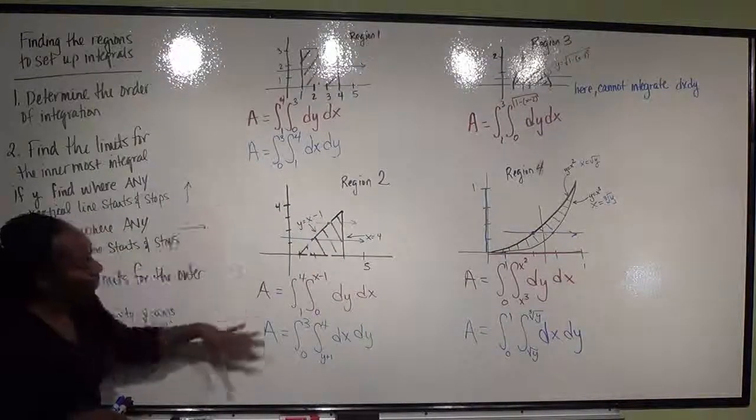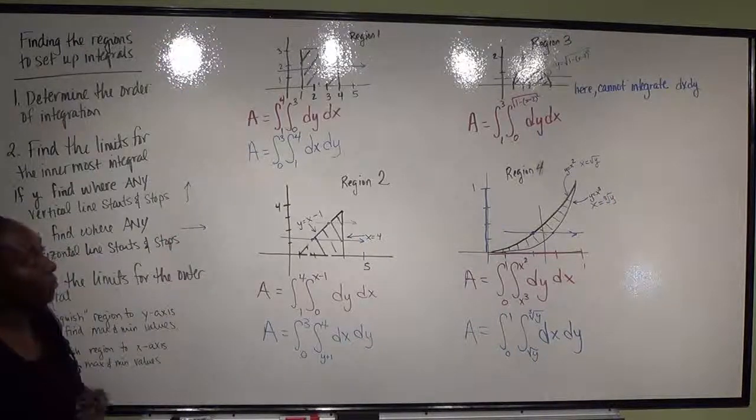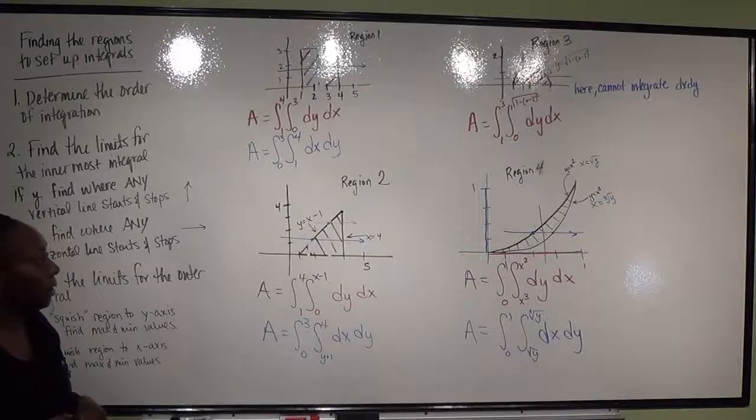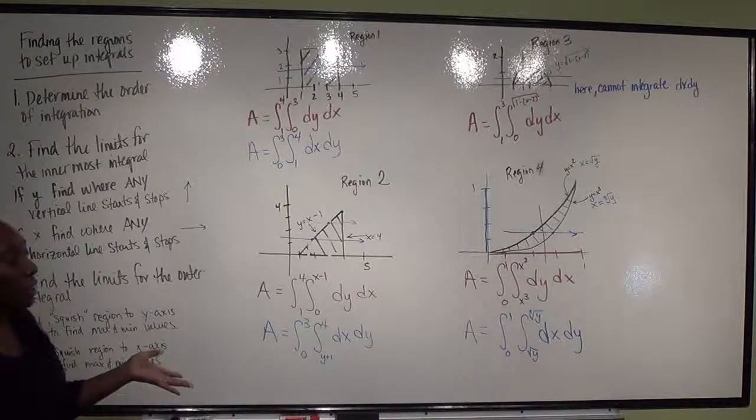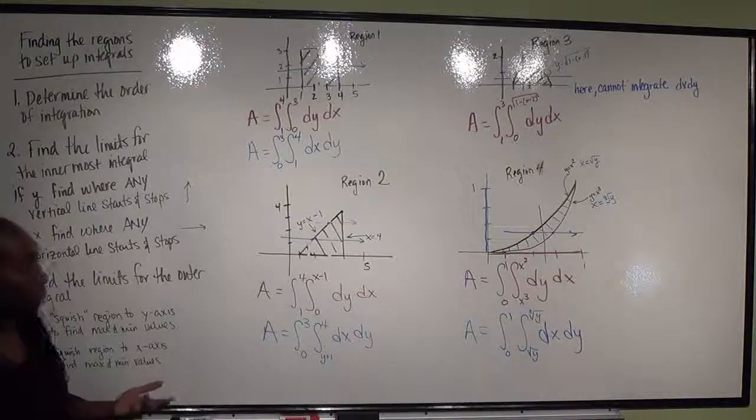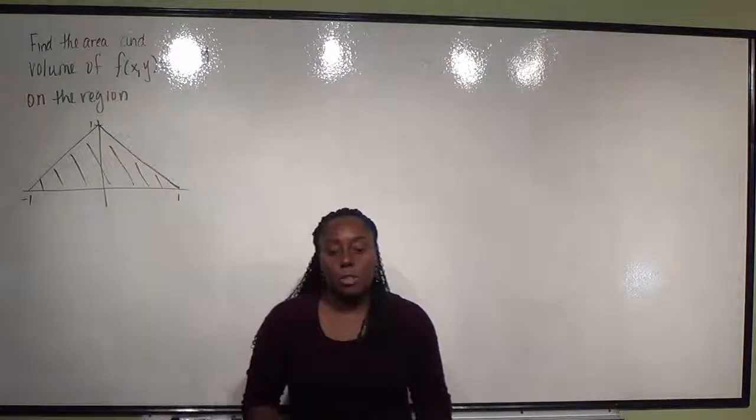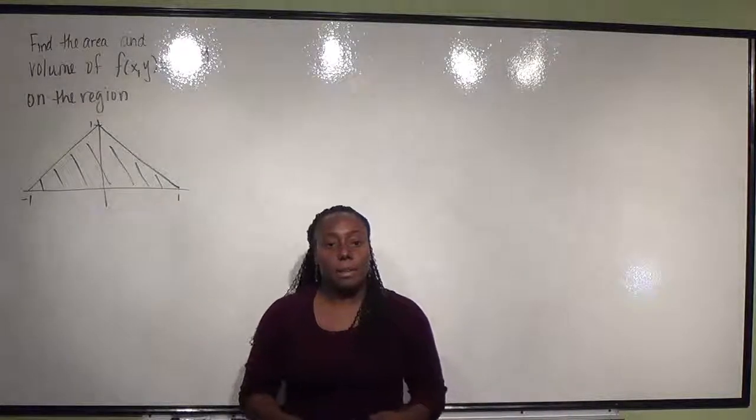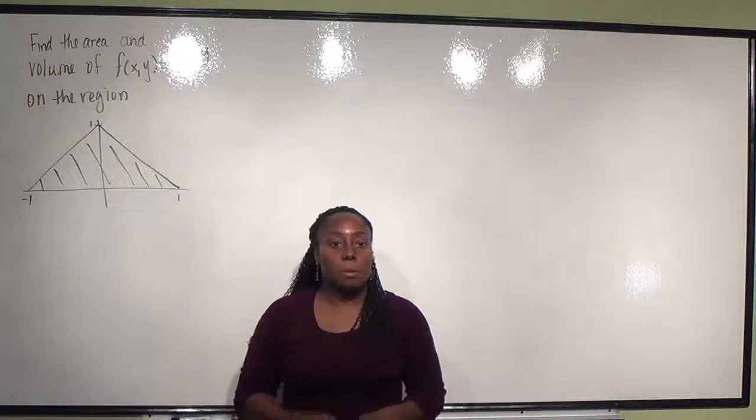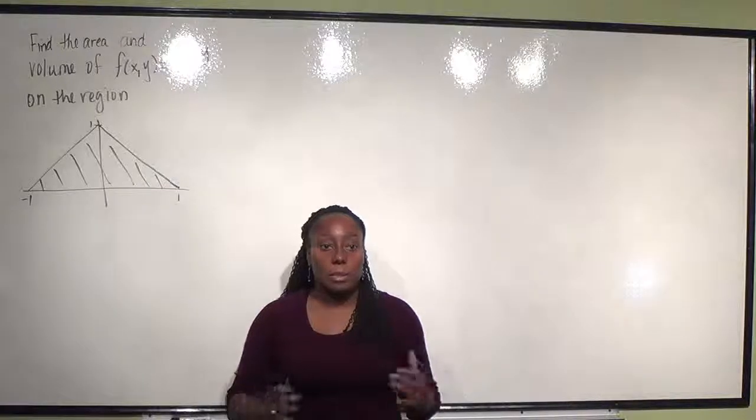So there's some different examples of regions and being able to set up the integration for those. Once we have the integration set up, again, it just goes back to evaluating those and being able to solve. So just like with the area, your volume is going to work very similarly. And so now I'm going to do an example that puts everything we just talked about all together.